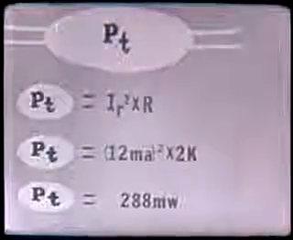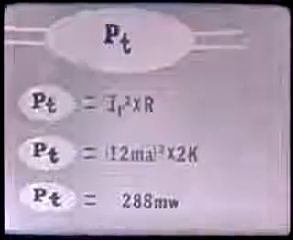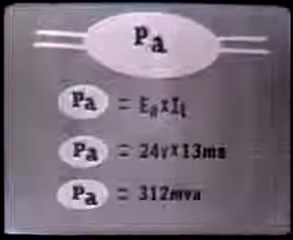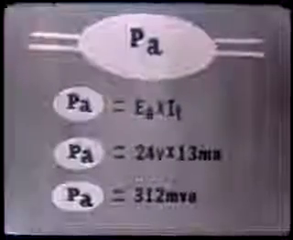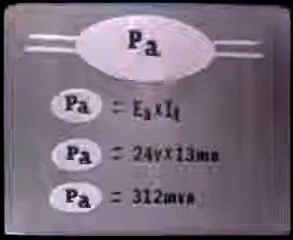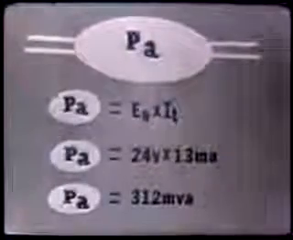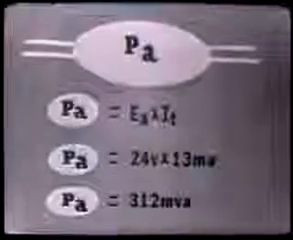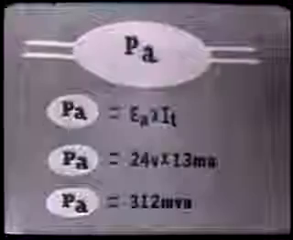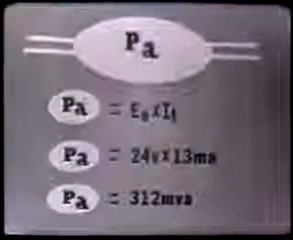Now, as in any reactive circuit, we also have another power, and that is the apparent power, PA. And that is equal to the applied voltage times the total current. Substituting into this formula, you can see we have 312 millivolt amperes of apparent power. Now recall, apparent power is the power delivered to the circuit by the generator.